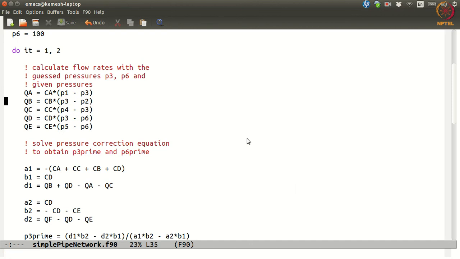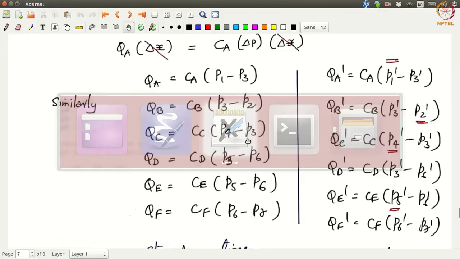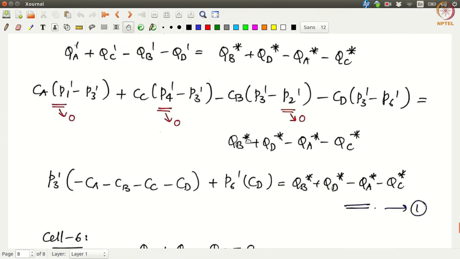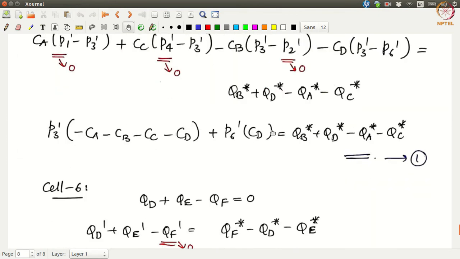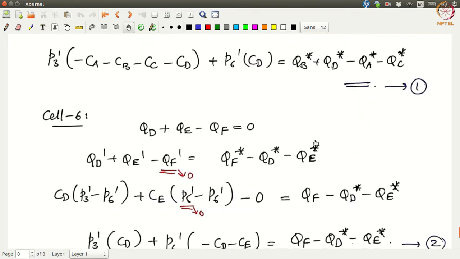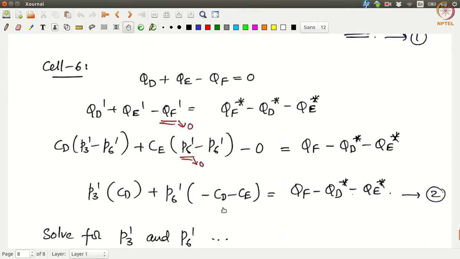With the initial guess values for pressure, or using the given values for pressure, we calculate the flow rates. Then, having these flow rates, we have to solve the pressure correction equation. In order to do that, we realized that we had 2 equations and 2 unknowns. So we write out the coefficients as A1, B1 and D1, and A2, B2 and D2, so that I can solve 2 equations and 2 unknowns.